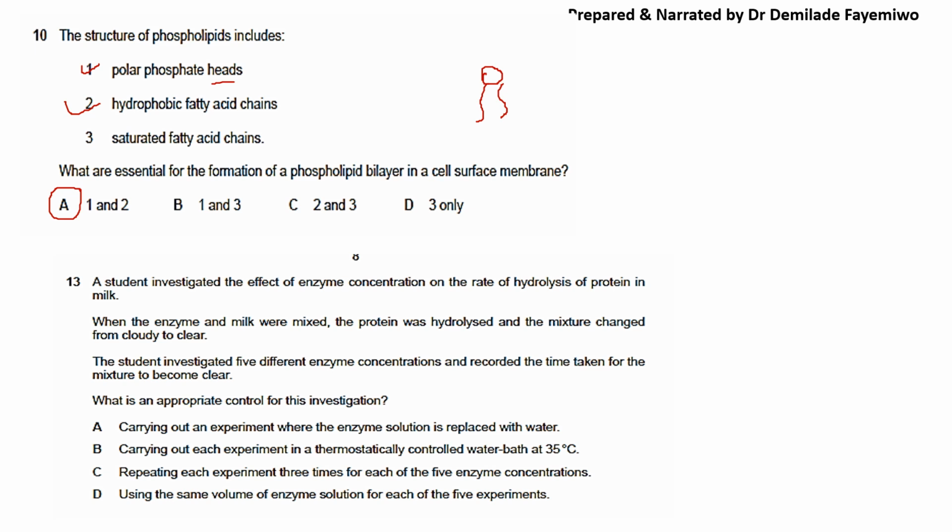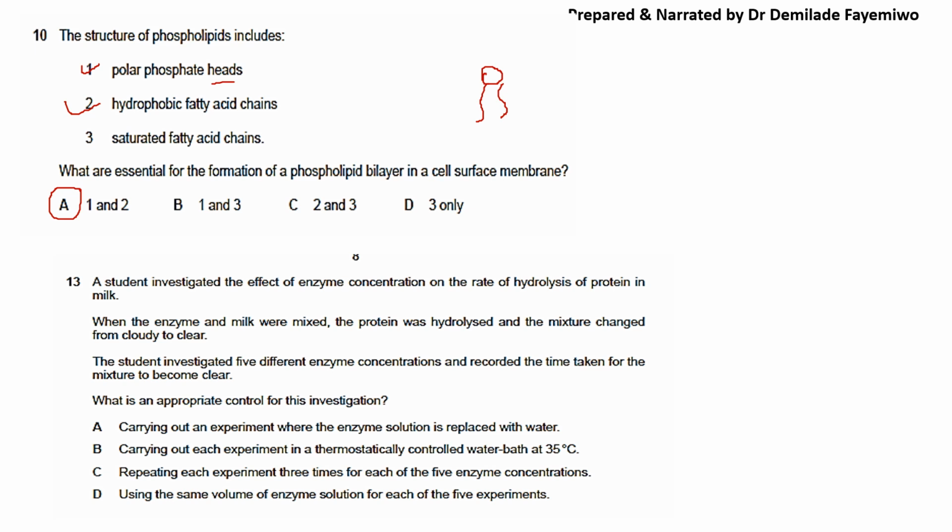I think they were too long to fit on the slide, so I put whatever question could fit on and just put it here. A student investigated the effect of enzyme concentration on the rate of hydrolysis of protein in milk. When the enzyme and the milk were mixed, the protein was hydrolyzed and the mixture changed from cloudy to clear. The student investigated 5 different enzyme concentrations and recorded the time taken for the mixture to become clear. What is an appropriate control for this investigation?